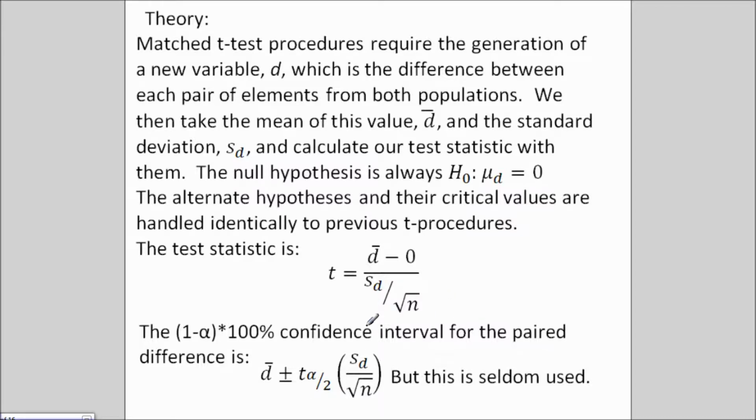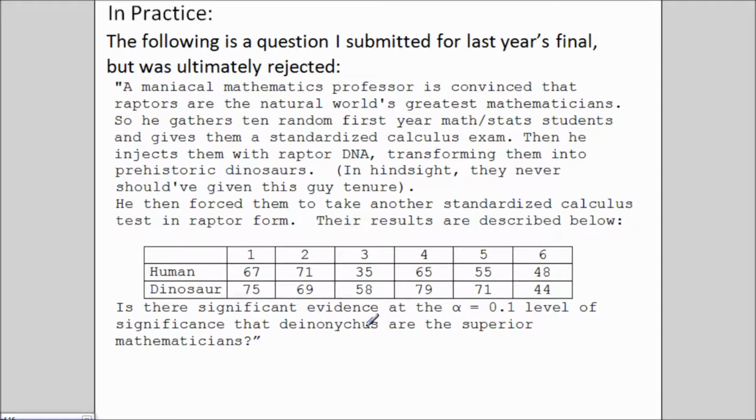There's also a confidence interval, but we're not really going to deal with it. It's not often used. So here's a question I submitted for a final, and this isn't actually last year's final, but a few finals ago, but it was rejected, and I think it's a good example.